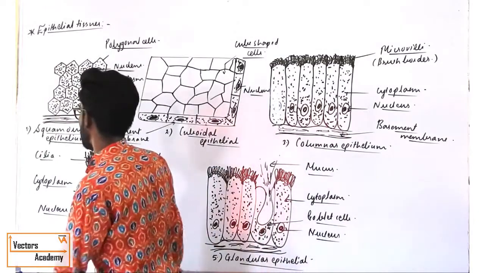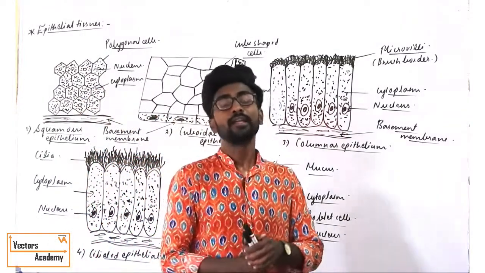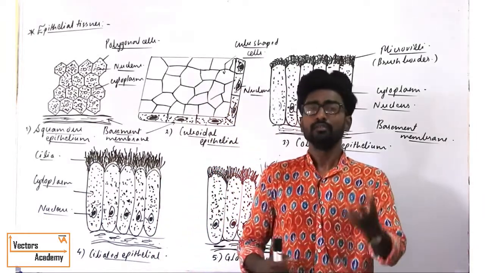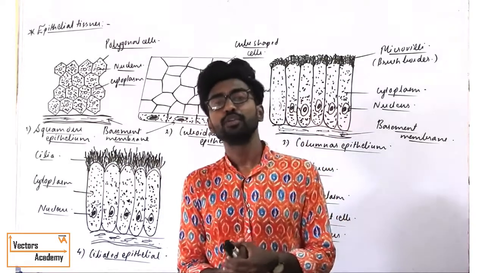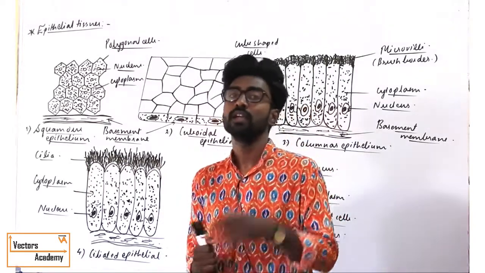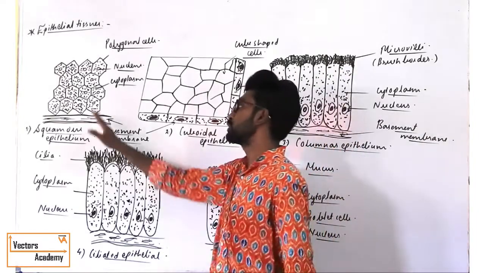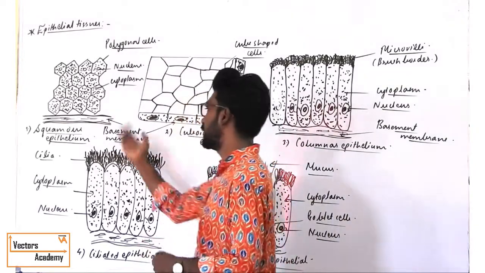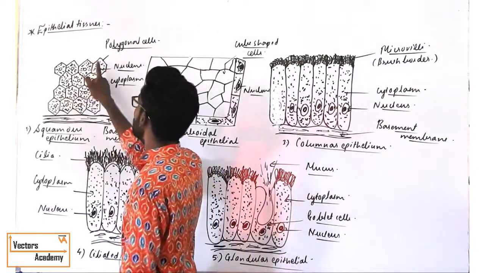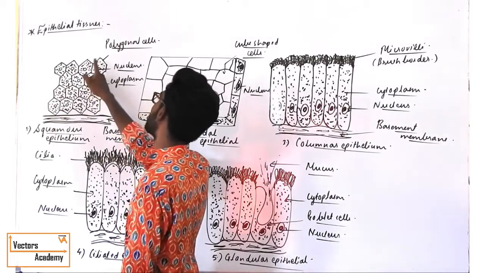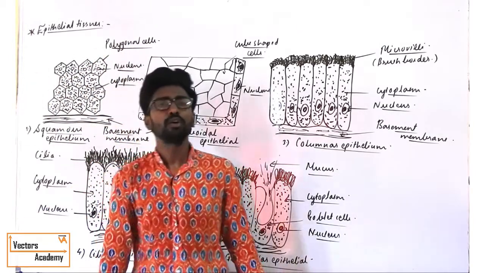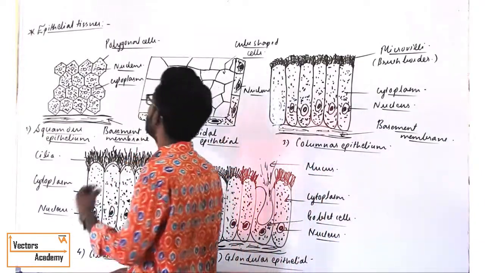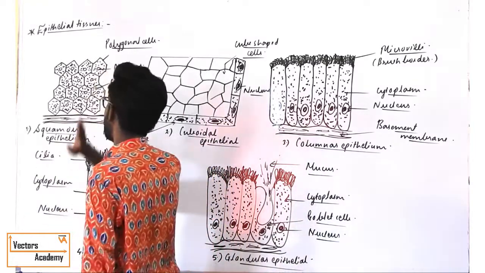Come on, squamous epithelium. Its location: it is found in the peritoneal lining of the blood vessels and the body cavities, and also in the mouth cavity, that is the buccal cavity, etc. Now let's see the structure of the squamous epithelium. First point, the cells are flat and they are polygonal. You know what is polygonal? Somewhat hexagonal cells, correct? So the cells are polygonal or hexagonal and they are flat cells.